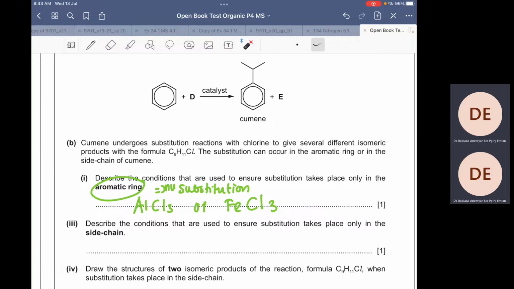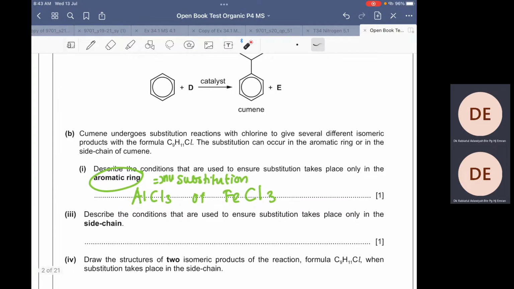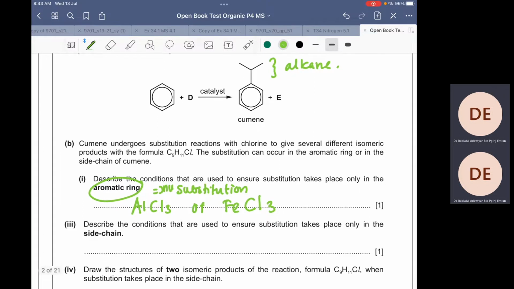Describe the conditions that are used to ensure substitution takes place only in the side chain. Side chain is here, it's an alkane. So the reaction for alkane is free radical substitution. You need sunlight or UV light. That's all for 1 mark.